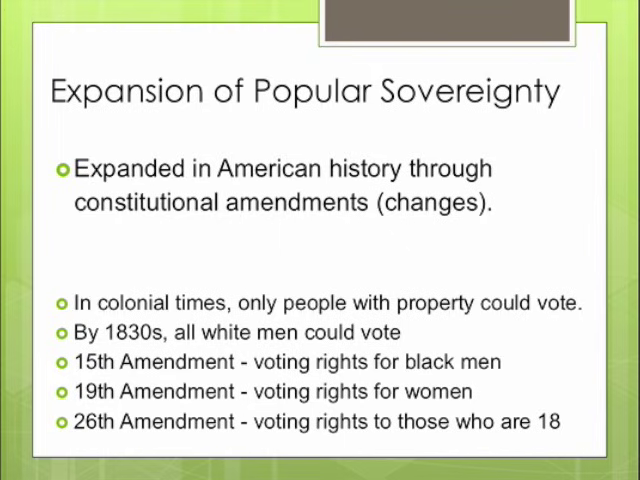After the Civil War, as you see, and the ratification, or passing, of the 15th Amendment, voting rights are going to now be extended to black men, not black women, just black men. And in 1920, with the 19th Amendment, women are going to be granted the right to vote. And again with the 26th Amendment, voting rights were then extended to all Americans who are 18 years old.